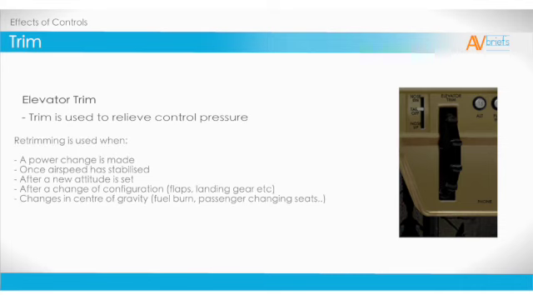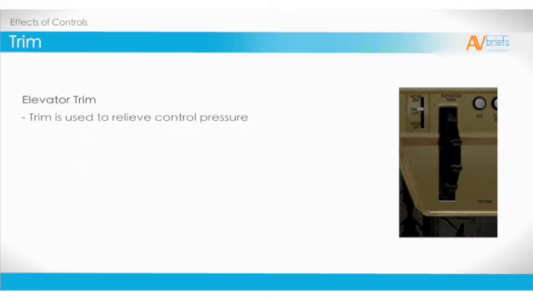Retrimming is used when a power change is made, once airspeed has stabilized after a new attitude is set, after a change of configuration from flap, landing gear changes, etc., and with changes in center of gravity due to fuel burn, passengers changing seats and the like.